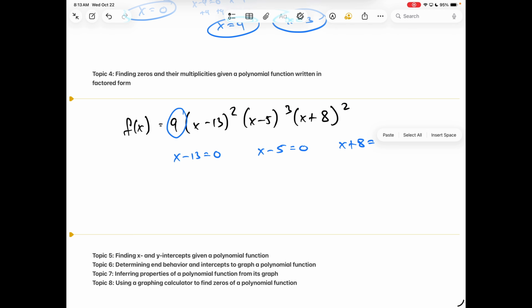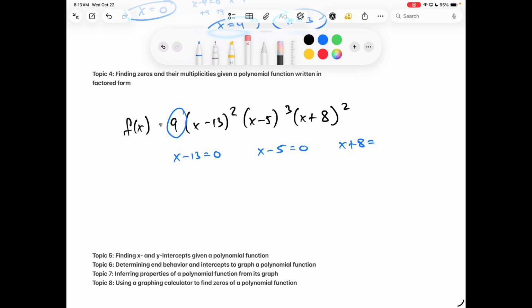I'm ignoring the squared and the cubed right now for just a second. I'll talk about that in just a second. So solving each of these, I add 13, I add 5, and I subtract 8. All right, so those are my zeros.